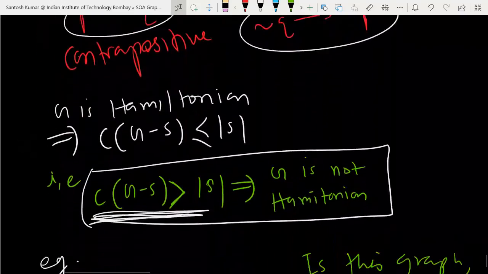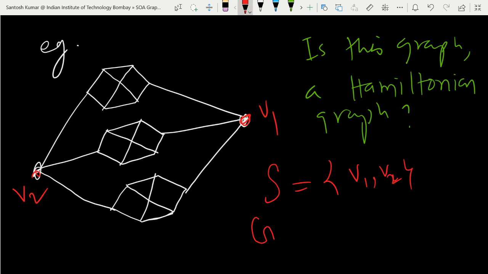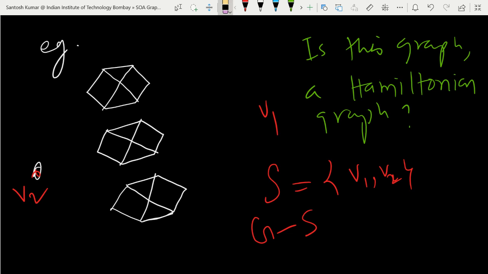Okay, so what is there to say? First let us consider set S. Let me call it vertex V1, let me call it vertex V2. So S contains two vertices, V1 and V2. Now you imagine graph G minus S. G minus S means you remove these two vertices. Tell me, how many components do you see for G minus S?